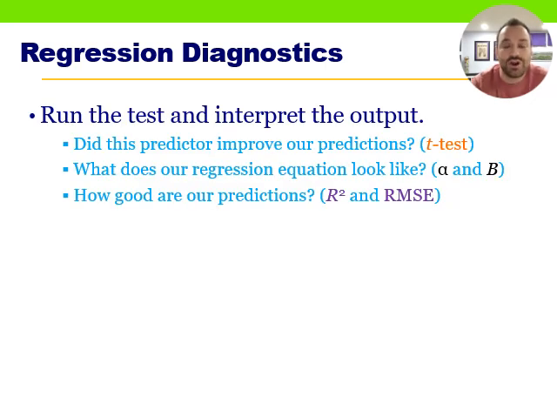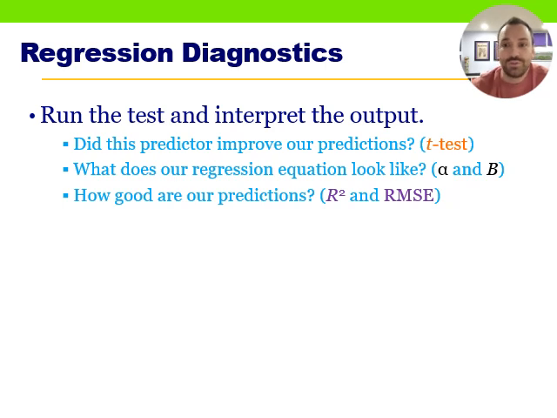So here's stuff that we've talked about before. We know how to run the test. We know how to interpret the output. We know that the t-test is what tells us whether it's significant or not. We know where to find alpha and b and how to interpret what those mean, the intercept and slope. And we also just learned two different ways to get a sense of how good our predictions are. If R squared is high, that means our predictions are good. If RMSE is low, that means our predictions are good. Obviously, high and low is going to depend on what exactly we're measuring. So usually we're talking about if R squared goes up, it means our predictions got better. If RMSE went down, it means our predictions got better.